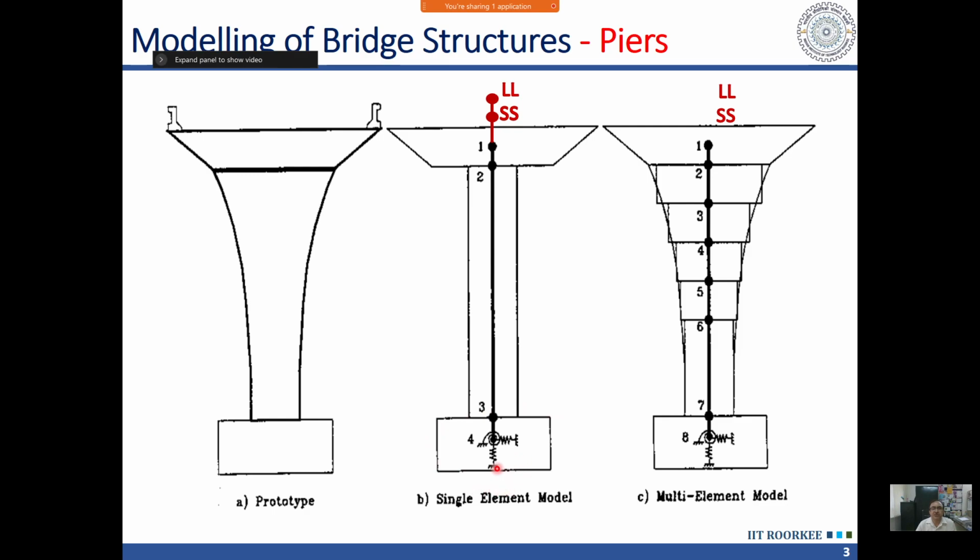So foundation flexibility can be modeled using 3 springs, one in vertical direction, another in horizontal direction, and then a rotational spring. So all the 3 degrees of freedom in a plane will be modeled using this. If we want to model in the longitudinal direction also, then we will give 3 springs in that direction as well. So we will require 6 springs to model the pier in both the directions.